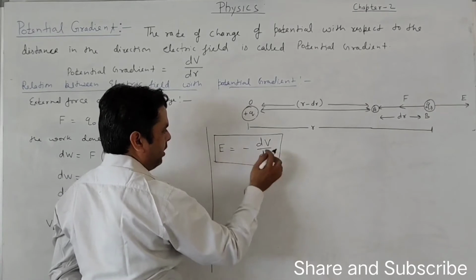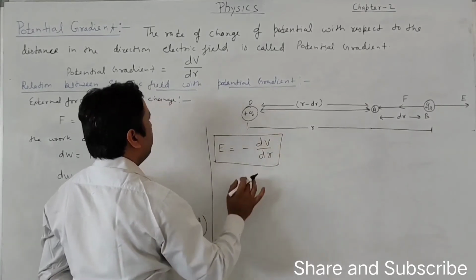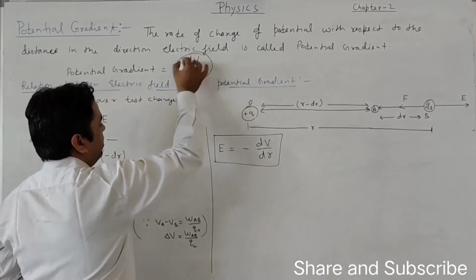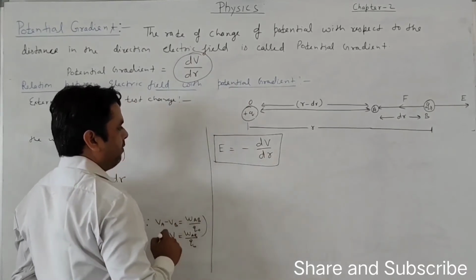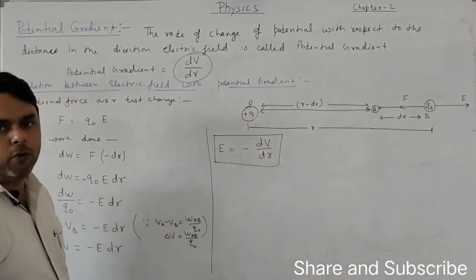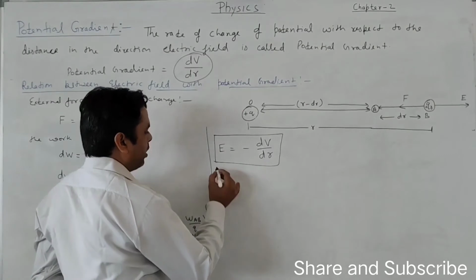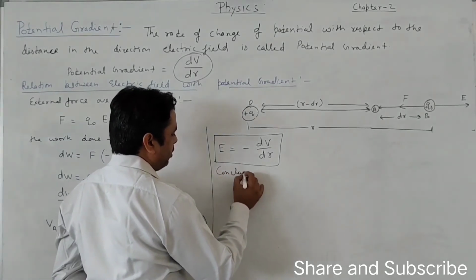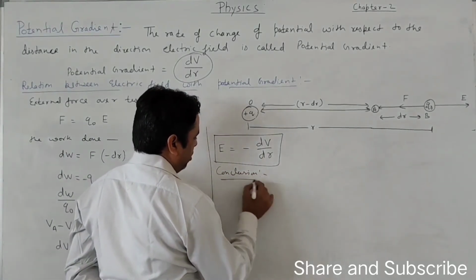So that is the electric field, and that is all about the potential gradient we have discussed earlier. With the help of this negative sign, two important conclusions come out from this. What are those conclusions? Let's discuss them.